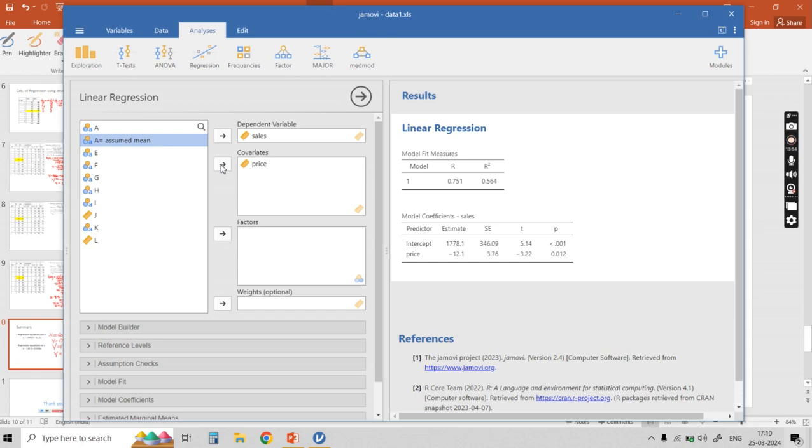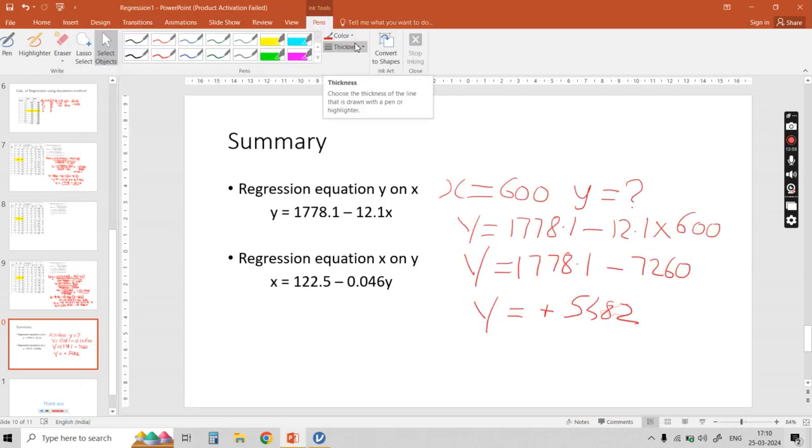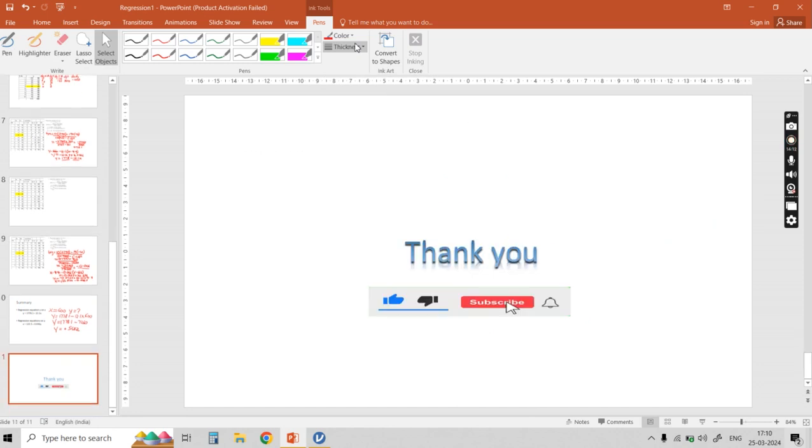So, to summarize, in this session, we have calculated the regression equation using a pen and paper method using the deviations method. There is another method which is the least square method, which I will teach you in our next session.